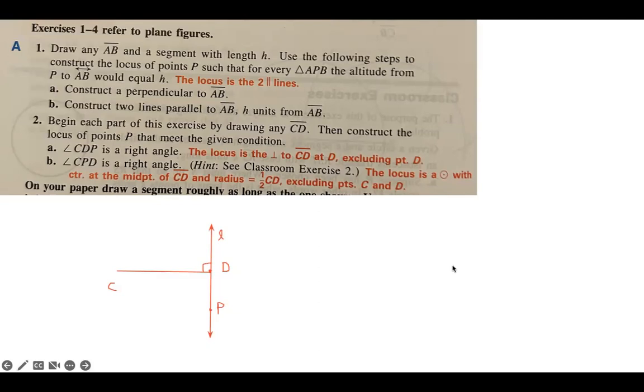2B, it says CPD is now a right angle. Well, they're trying to have you remember that one theorem that said that if you have a segment, actually, I'm going to start with a circle. If you have a circle, I haven't drawn a circle in a while. There we go. So if you have a circle and a diameter, I should have drawn the diameter first, but I didn't. That's pretty good.